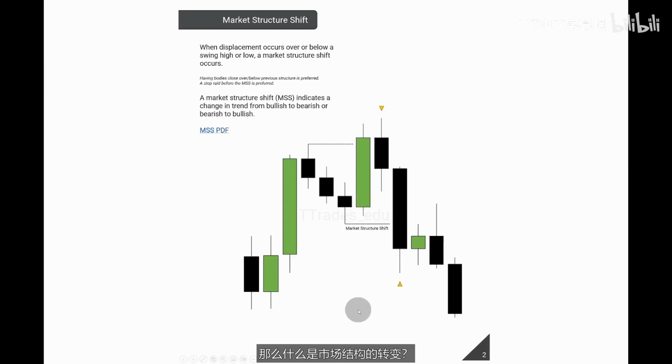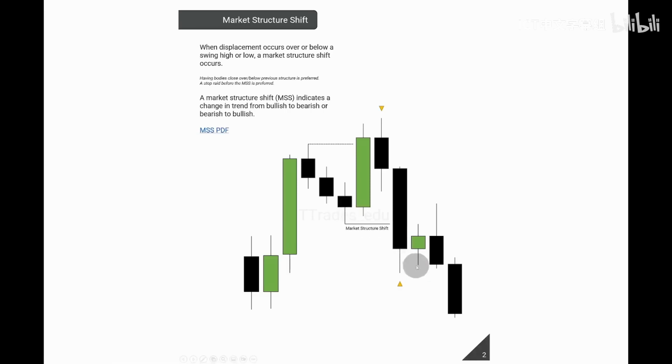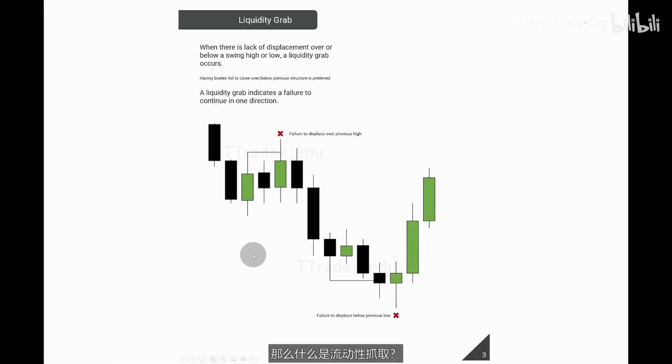So what is a market structure shift? A market structure shift is when we get a sweep and then that large displacement candle or candles closing below structure, shifting the trend from bullish to bearish. Now, what is a liquidity grab?